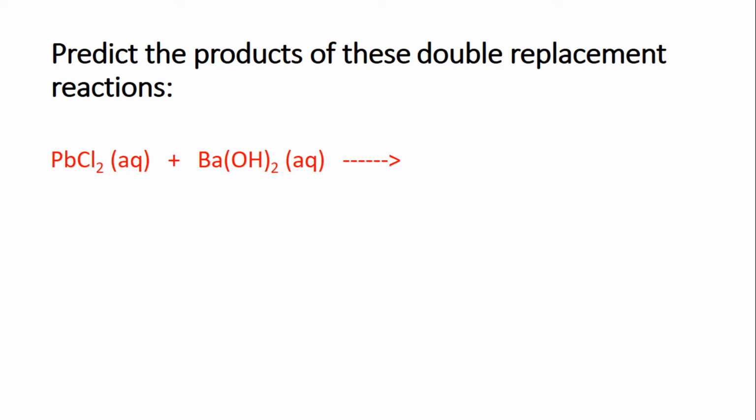In our first example, lead(II) chloride is added to a solution of barium hydroxide. Note that both of these chemicals are dissolved in water. Stop for a moment and think about the products that will form. Go ahead and pause the video if you need to.